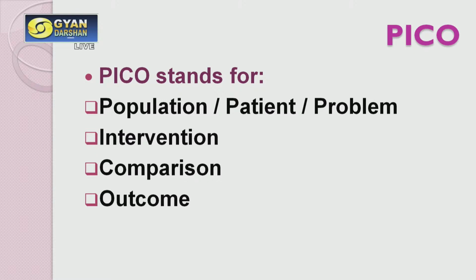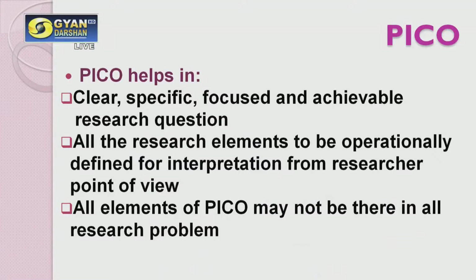What is PICO? Your problem statement should have population or patient or problem. There can be an intervention or there can be a comparison group. Comparison means you want to compare two interventions and see which one is better, or you want to compare a standard treatment and see if your new intervention is better than the standard treatment which is already being given to the patient, and then the outcome. PICO helps in clearly specifying your problem statement or the research question.